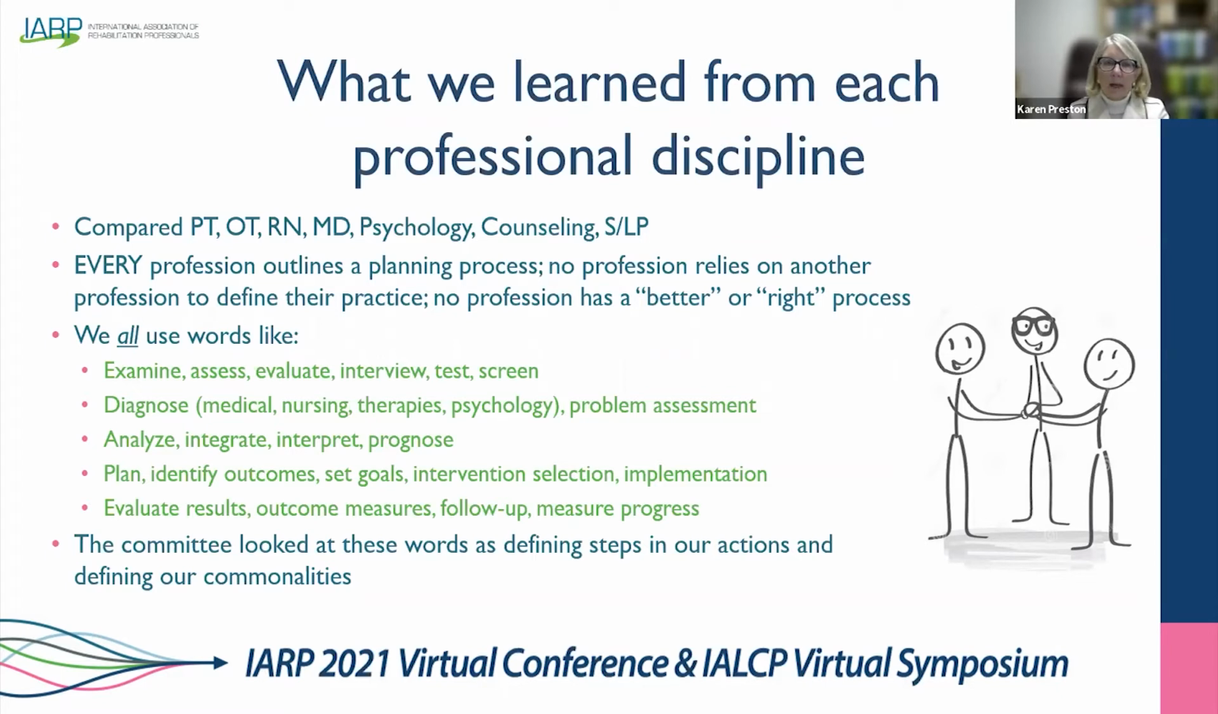And then we all make plans. We all identify what we're trying to achieve, what kinds of interventions will help us get to what we want to achieve, and we implement that. And then lastly, all of the professions are doing some kind of evaluation. We're looking at the results, at what were the outcomes, and how do we measure progress and do follow-up. So we looked at these words and thought, what can we do to make these steps clearer in our standards of practice to show that we have a considerable amount of unity between the professions in how we approach doing the work of life care planning.